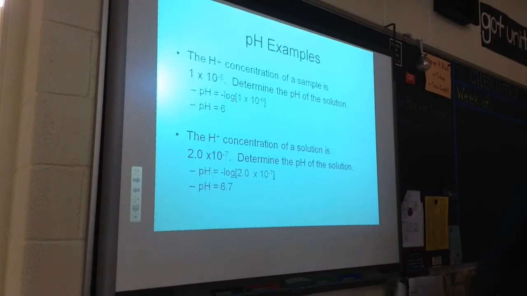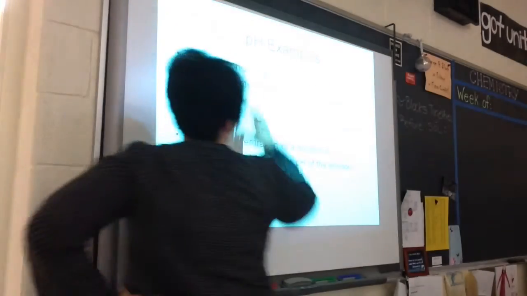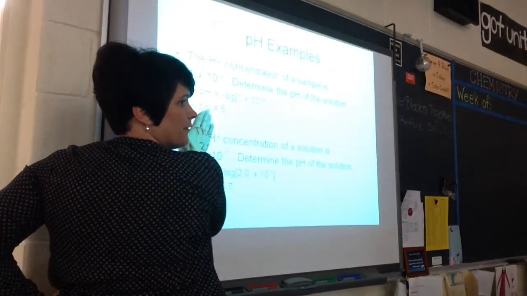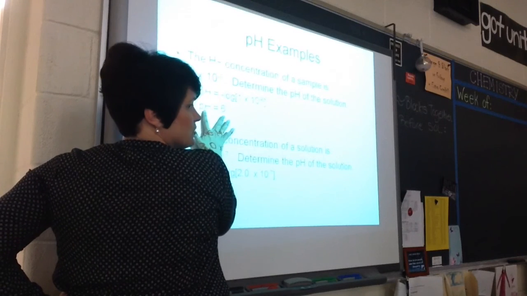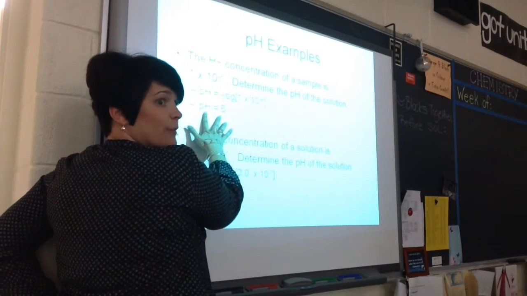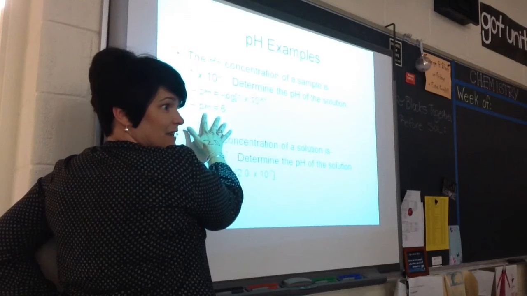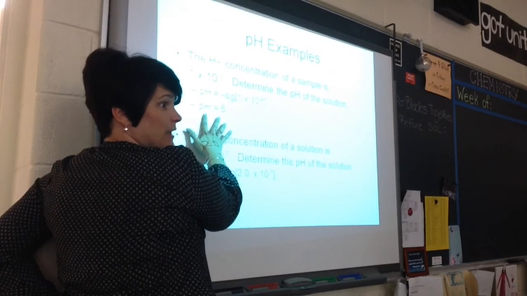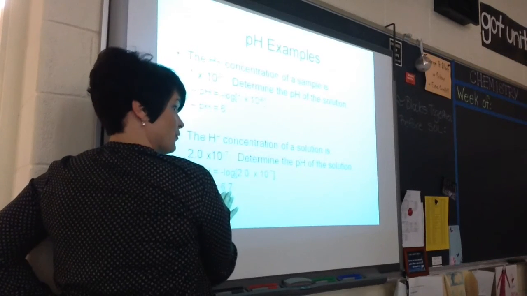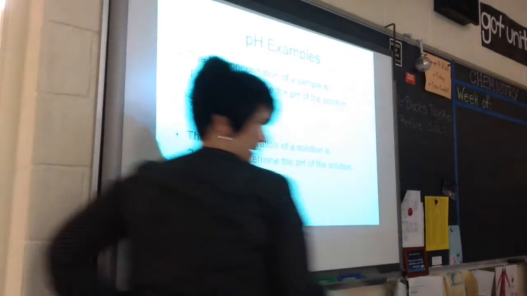6.7. So let me ask you this. This solution right here, with a pH of 6, is this an acid or base? Acid. Because acids are pH between 0 and 6.99. Acid or base? Acid. Okay?